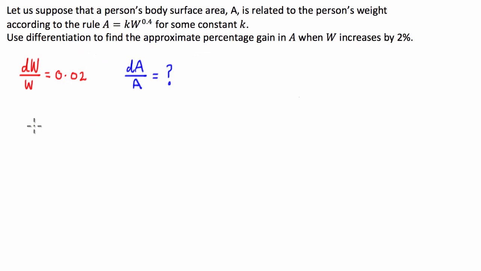If we're going to differentiate A, we're going to start with dA over dW, which is equal to, we take the 0.4 to the front, so it'll be 4 over 10 or 2 over 5, times K, because that's just a constant, W to the power of 0.4 take 1, or negative 0.6.